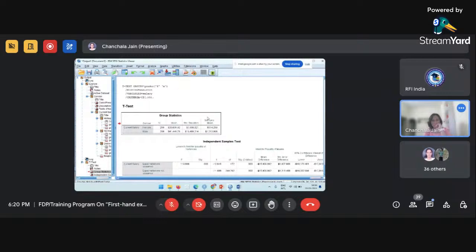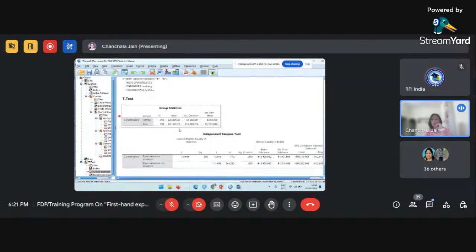Yes. So you can see in the group statistics, this particular table says female 216, male 258. Mean salaries of both the groups are listed in the next column, and then standard deviation and standard error of mean are listed. This is the group statistics, right?